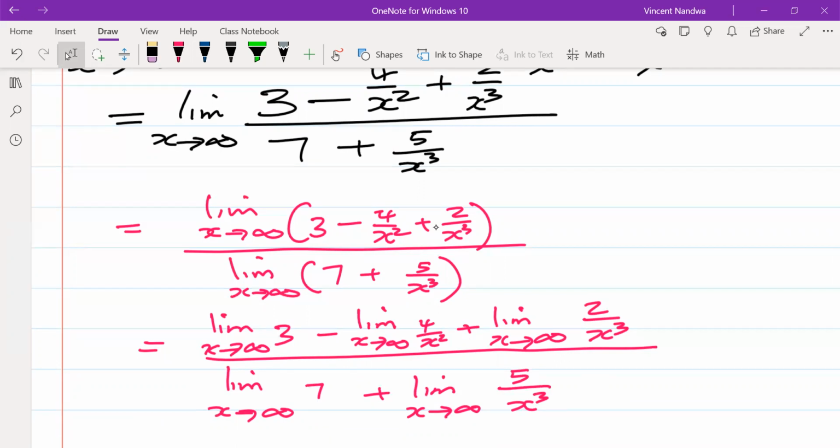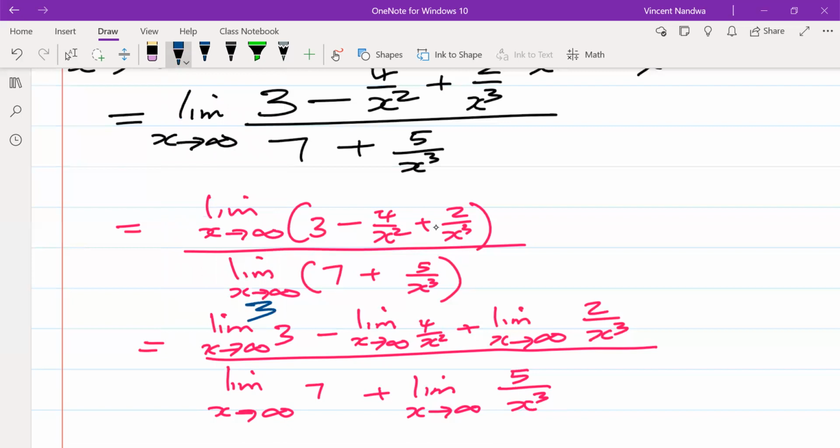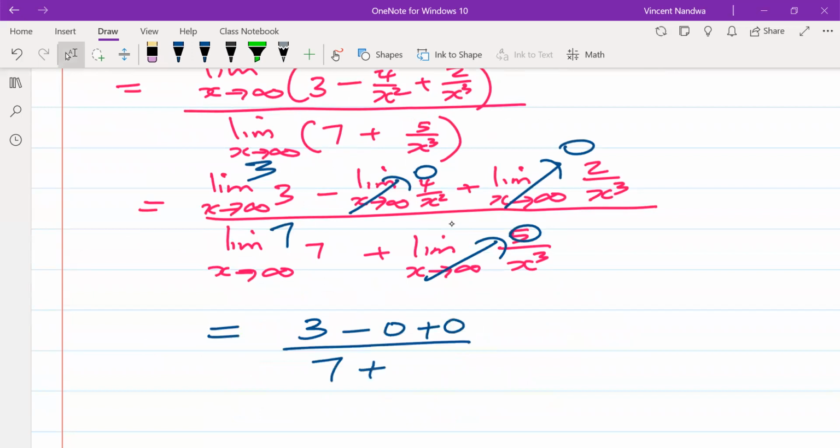The first limit will be 3, because this is the limit of a constant, so it remains 3. Next, we can factor out 4, and the limit as x approaches infinity of 1 over x squared is 0. So this is 0. This also is 0. Seven is a constant. So this is simply 3 minus 0 plus 0 over 7 plus 0, which turns out to be 3 over 7.